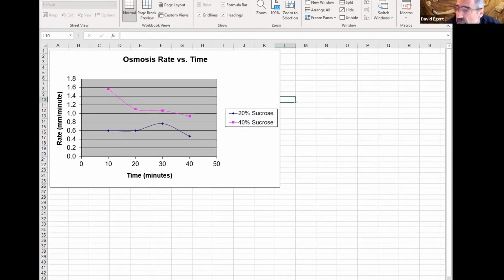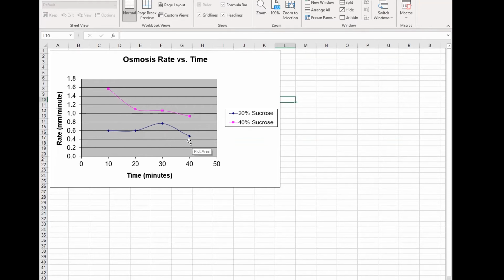Let's take a look. This is the rate. If we look at the 40%, it looks pretty similar to what we said it should be. It starts high and just gets slower and slower. This one looks a little weirder though. This one doesn't look like it's getting slower, and then it seems to speed up and then it starts getting slower. What might be happening there?